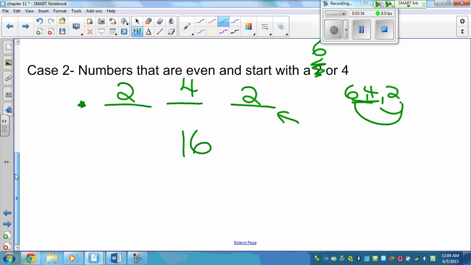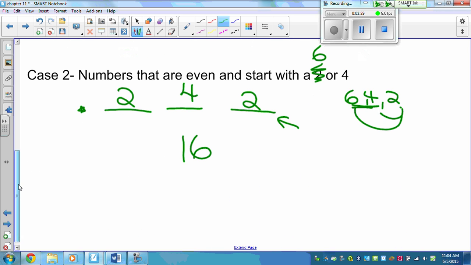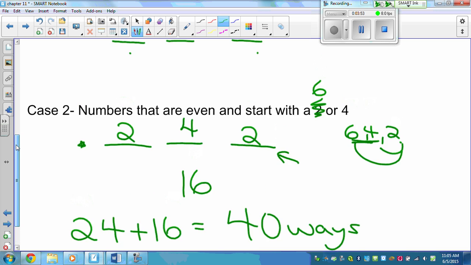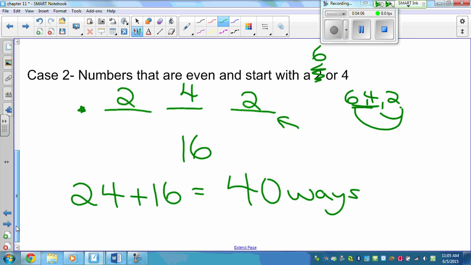Okay, so because I have either 24 in this case or 16 in that case, I'm going to add them together for a grand total of 40 ways. So there are 40 different numbers that I can make with the digits 1, 2, 3, 4, 5, and 6 that are 3-digit, even, and greater than 300. Okay, so sometimes breaking up into cases is going to be your strategy.